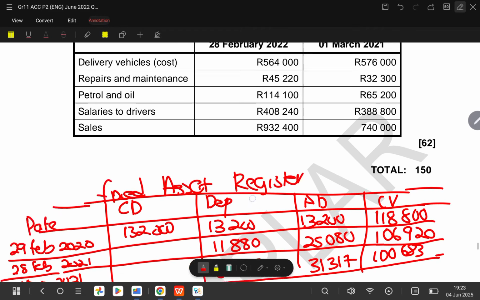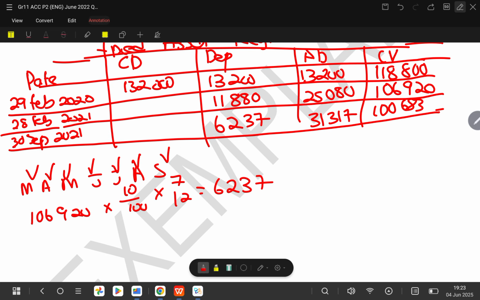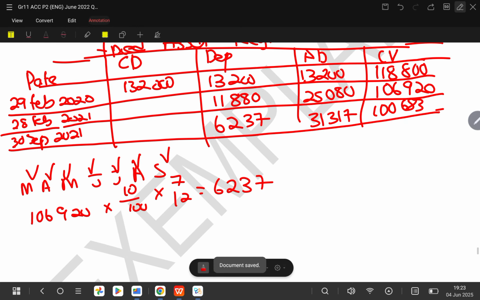Then with this fixed asset register, guys, you have answered a lot of things. You'll see why I'm saying that. Let's check. Remember the depreciation for the current year that we want. You can just choose to show them this part, and do the other workings on the side of your answer book. So we are going to say 106,920 here for the sold one, multiplied by 10 over 100, and then by 7 over 12, which gives us 6,237.